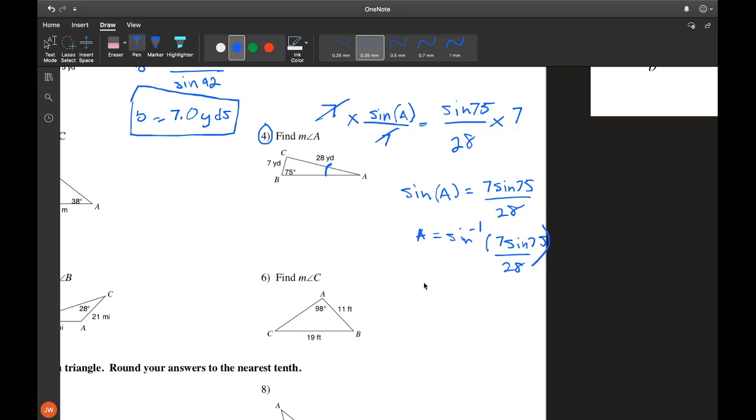Alright, this is angle A. Angle A is going to be equal to this. So sine inverse of 7 sine 75 divided by 28. And that is going to be 13.97. So I think I'm just going to say 14.0. And this is yards again. Alright.